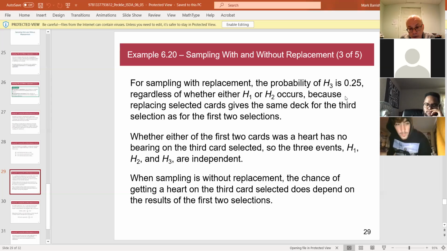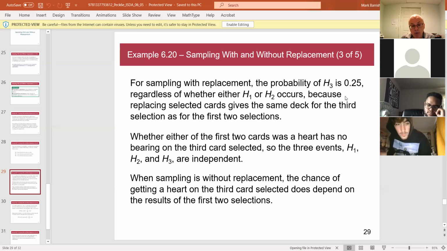Sampling with replacement, the probabilities don't change. So the probability that you selected a heart on the first try makes no difference to whether you select a heart on the third card, because you put the cards back. The probabilities didn't change. So sampling with replacement leads to independent events. Sampling without replacement leads to dependent events.